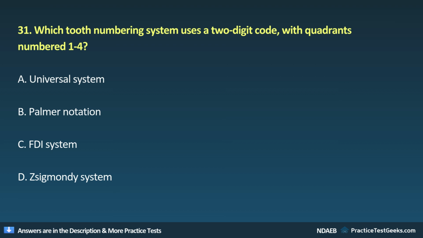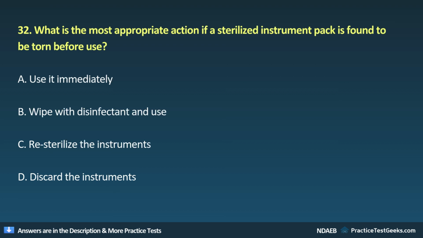C. D. Zsigmondy system. 32. What is the most appropriate action if a sterilized instrument pack is found to be torn before use? A. Use it immediately. B. Wipe with disinfectant and use. C. Re-sterilize the instruments. D.